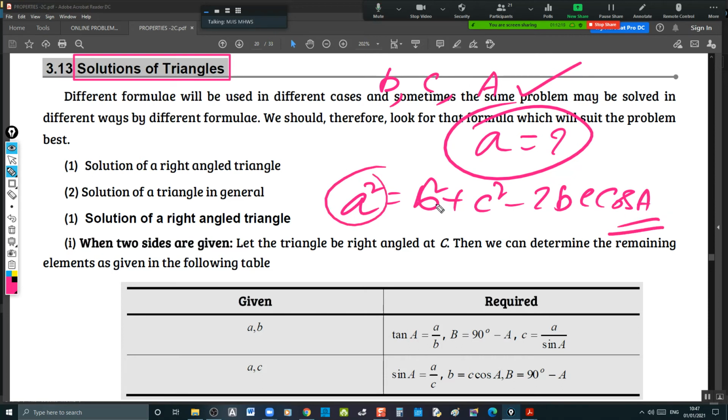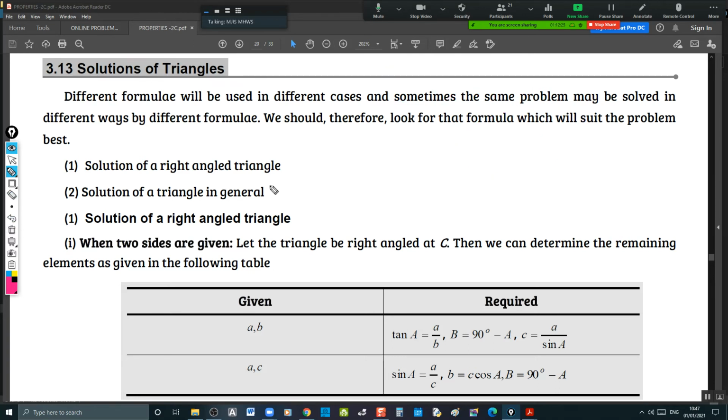So how many types of solutions will be there for a triangle? Different formulae will be used for this, whatever formulae we have learned. Solution of a right angle triangle, solution of a triangle in general. Solution of a right angle triangle: when two sides are given, obviously you can find out the third side in a right angle triangle. I need not tell you that.